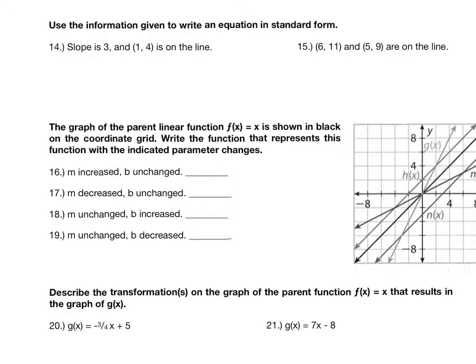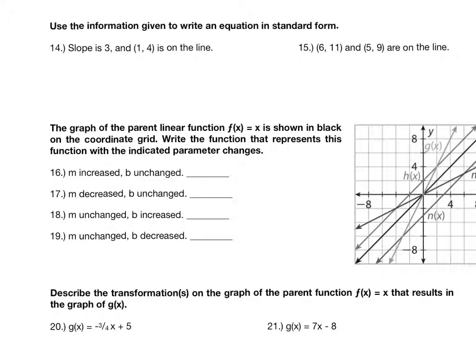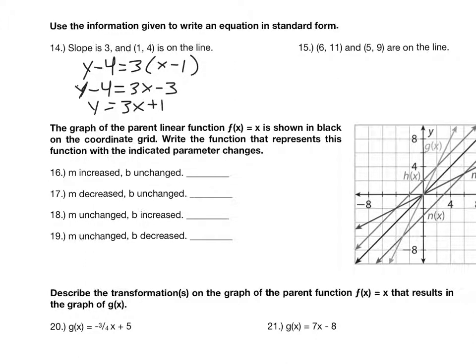So if we're writing an equation in standard form, and we're given a slope and a point, we could first put it in point slope form. So this would be y minus 4 equals 3 times x minus 1. We use the distributive property, that would be y minus 4 equals 3x minus 3. We move the 4 over, that would be y equals 3x plus 1. And then we move the 3x over, that would be negative 3x plus y equals 1. And that would be your standard form, ax plus by equals c.